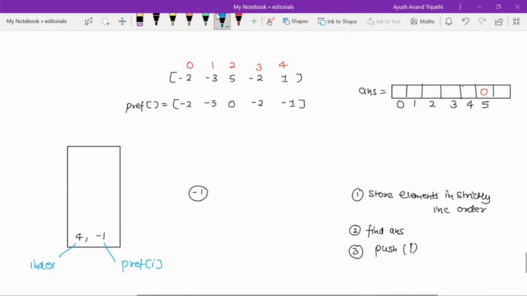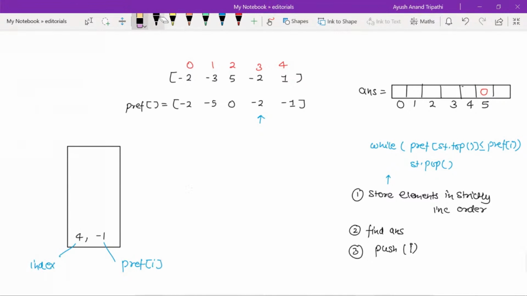So we are at this index. Now the first step is to store the elements in strictly increasing order. So for this step, I will remove all the elements while st prefix of st dot top is lesser than or equal to prefix of I. Then simply remove it, so st dot pop.